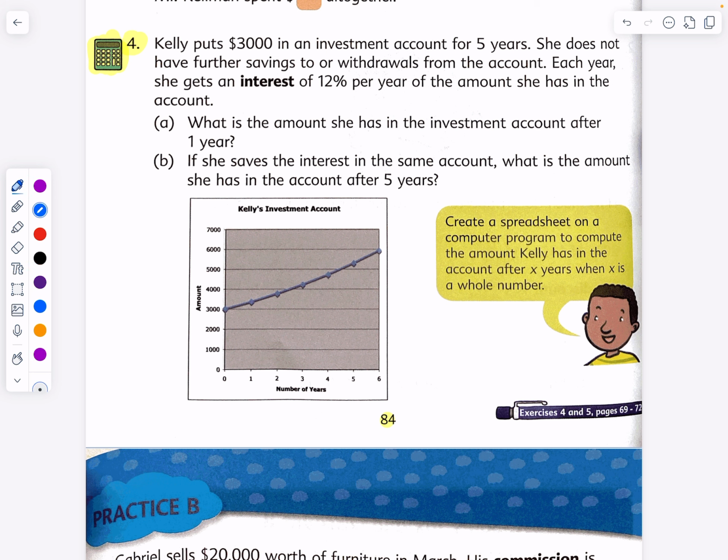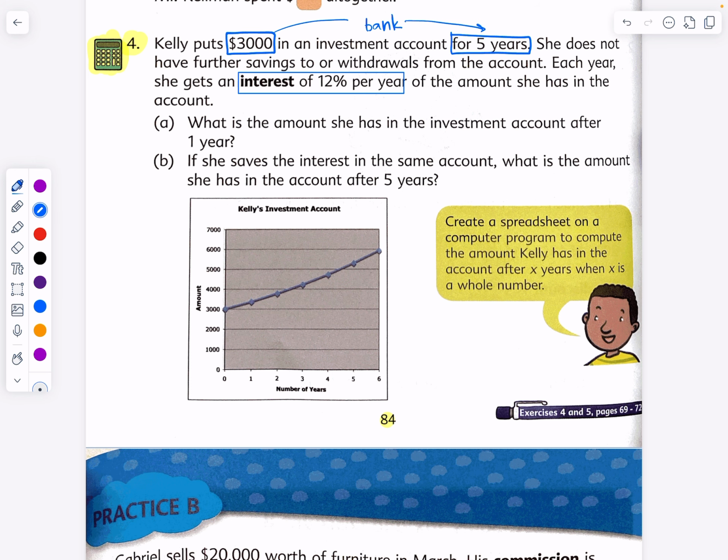Kelly puts $3,000 in an investment account, typically at a bank, for 5 years. So she starts with an initial deposit of $3,000 and she wants to keep it at a bank for 5 years. The good thing about banks is that they pay you money for giving them money for safekeeping, so to speak. And that is called interest, of 12% per year.